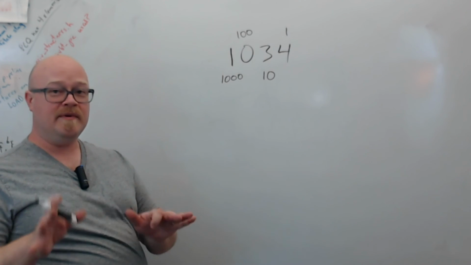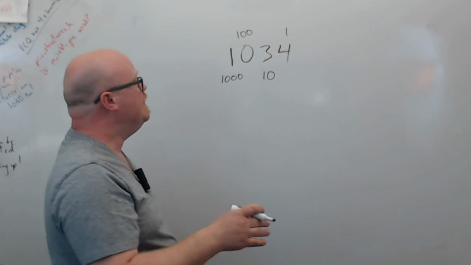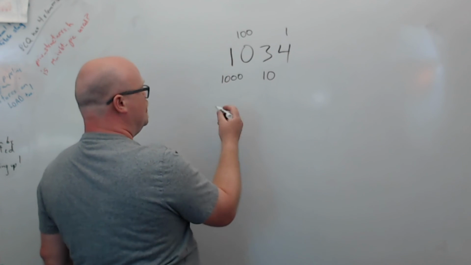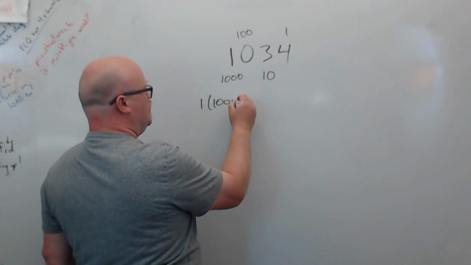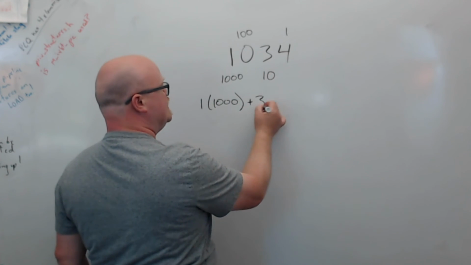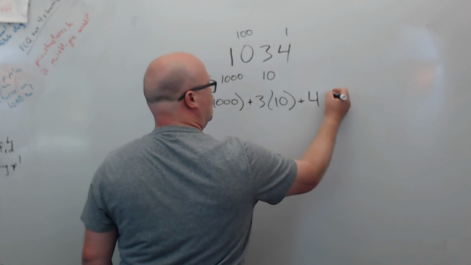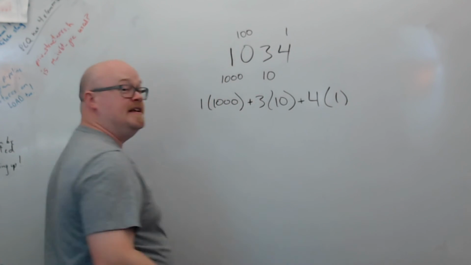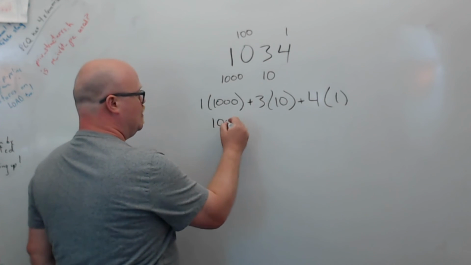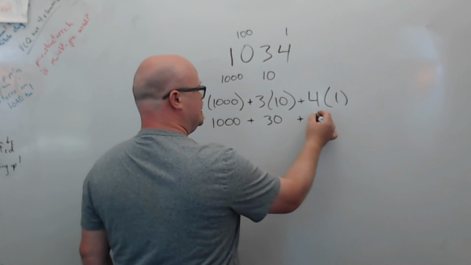So the way we construct the number 1034 from this series of digits is really that we've got 1 thousand, so we have 1 times 1000. To that we're going to add 3 tens, so 3 times 10. And to that we're going to add 4 ones. Right? Now, if we apply the multiplications here, we'll get 1000 plus 30 plus 4.